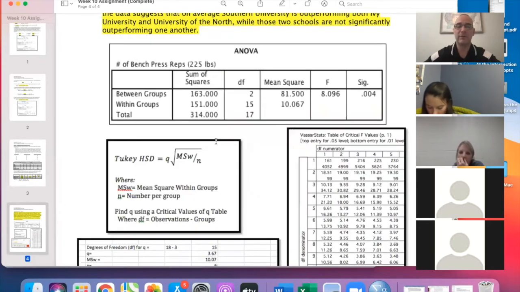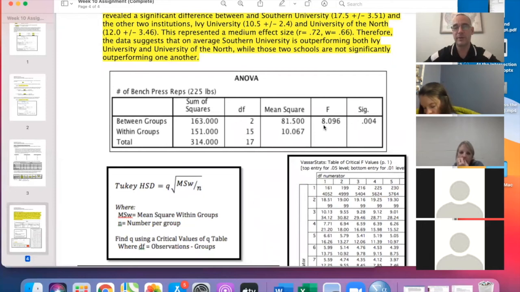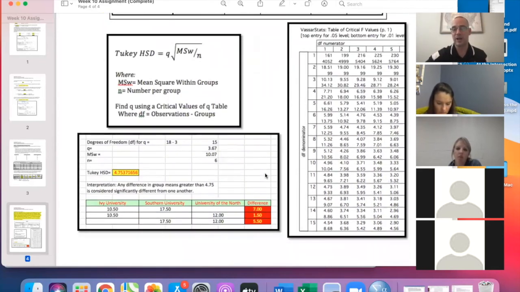If we would have found, let's say, a really small F statistic, like 1.096, and then our p-value was 0.07, 0.07 is not less than 0.05. But let's just say, for the sake of practice, you went ahead and did your post hoc analysis.